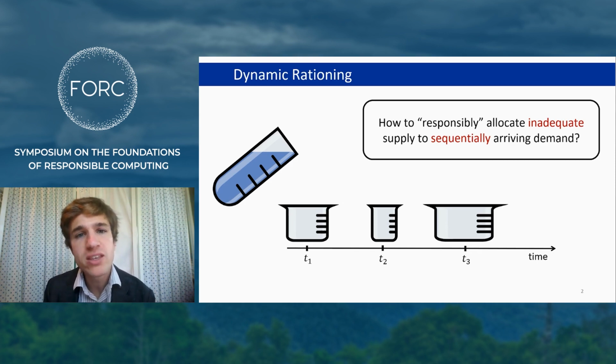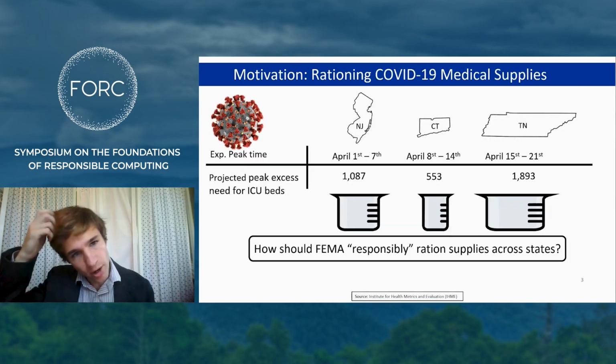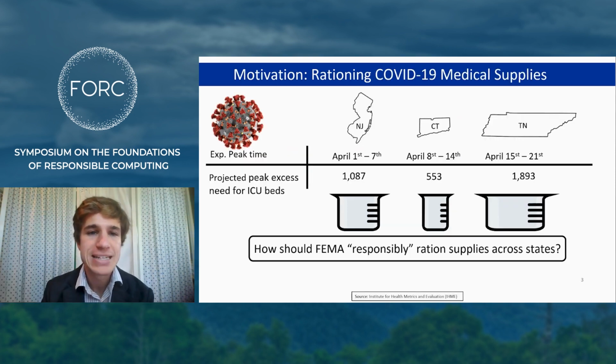But I'm going to motivate this talk with one particular example that should be relatively familiar to most of you. Bring yourself back in time to about a year ago, a little more, at the beginning of the COVID-19 pandemic in the United States. Put yourself in the shoes of the Federal Emergency Management Agency, FEMA, which was faced with the challenge of rationing supplies across states. There were a few things that made this decision-making process fairly challenging.